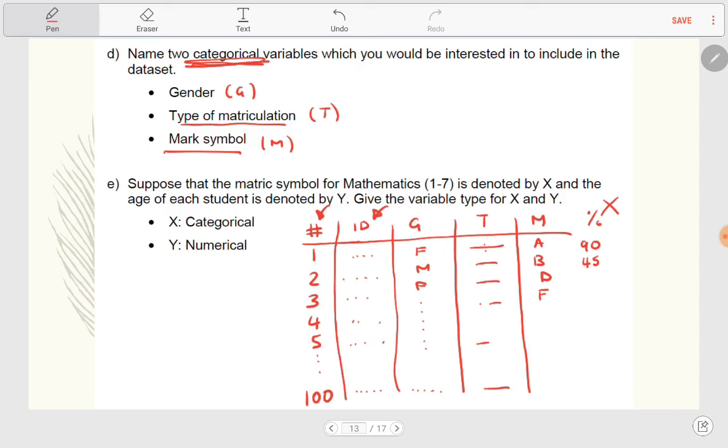And then in E, suppose that now you have the matric symbol for mathematics, which is 1 to 7, and you denote this by X, and then the age of each student is denoted by Y. Give the variable type for X and Y. So remember, I'm going to write it out here. They told us that X is the symbol. Suppose that the matric symbol. And then they said Y is the age.